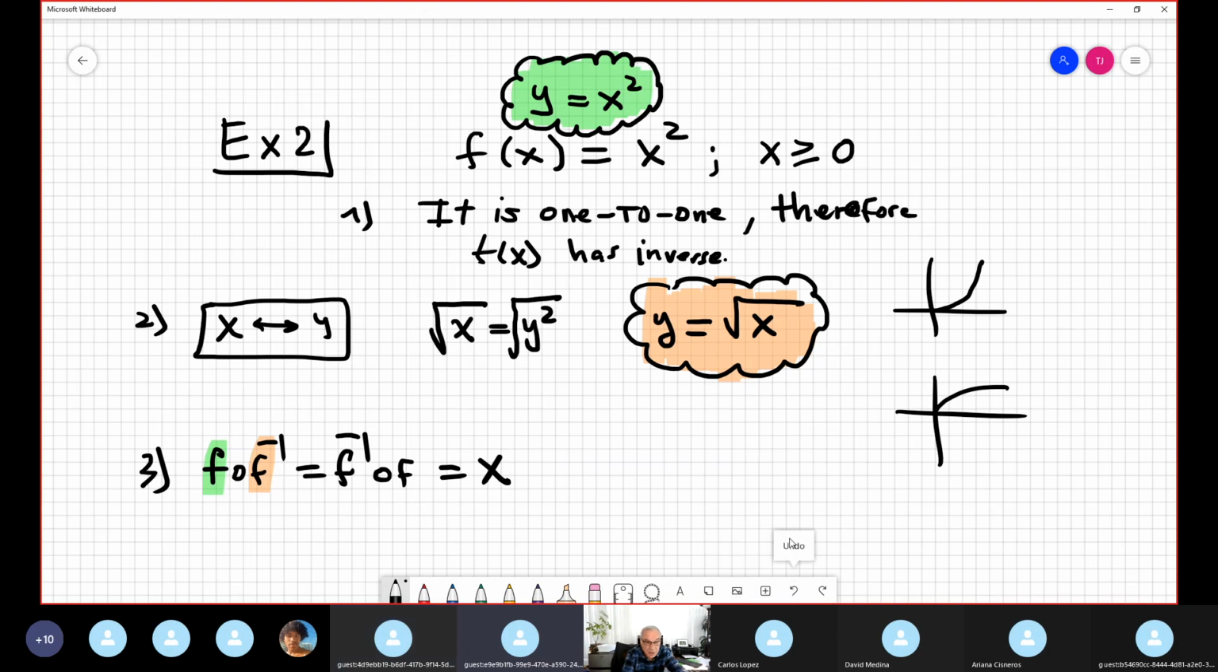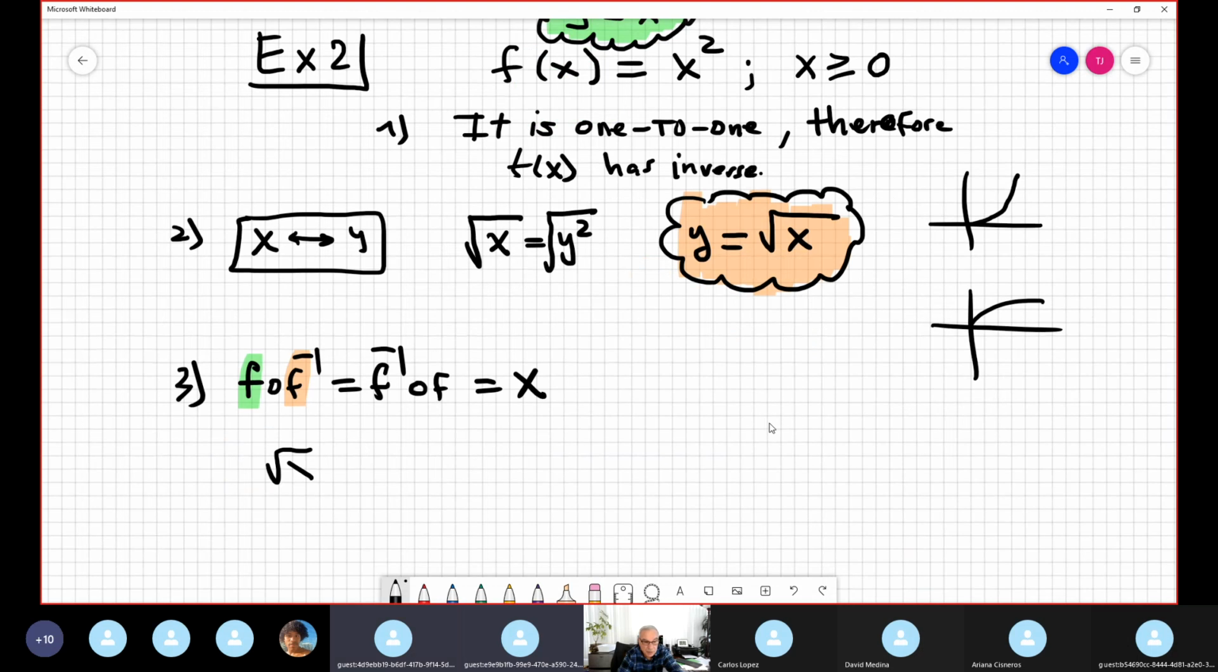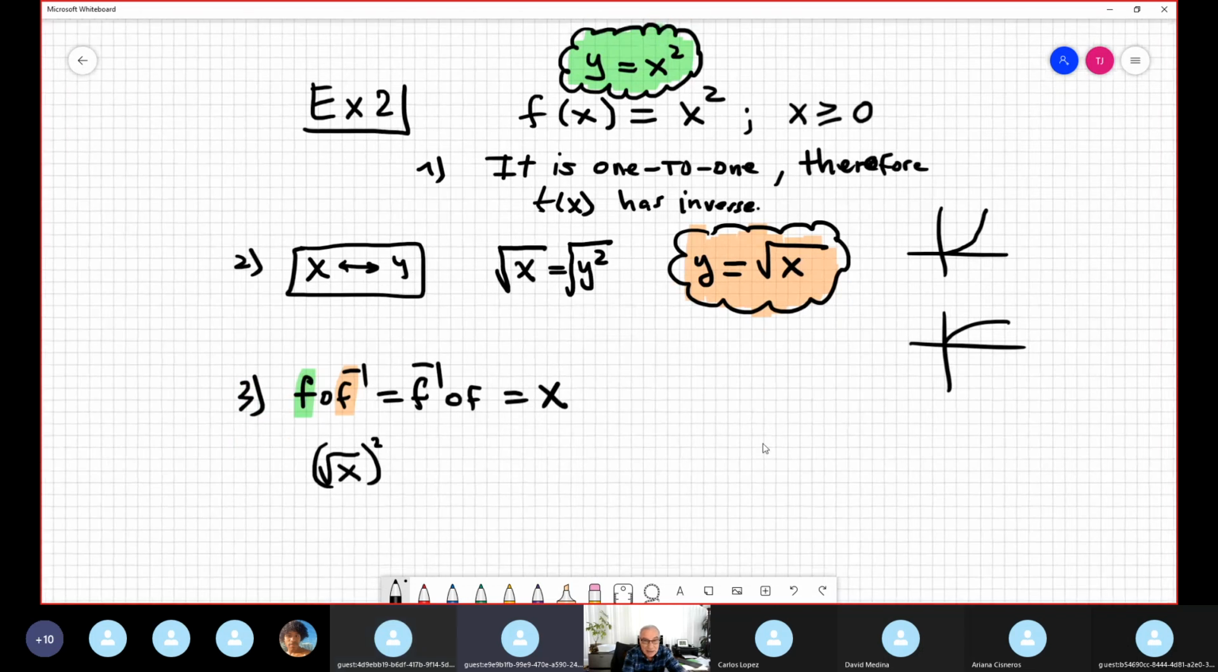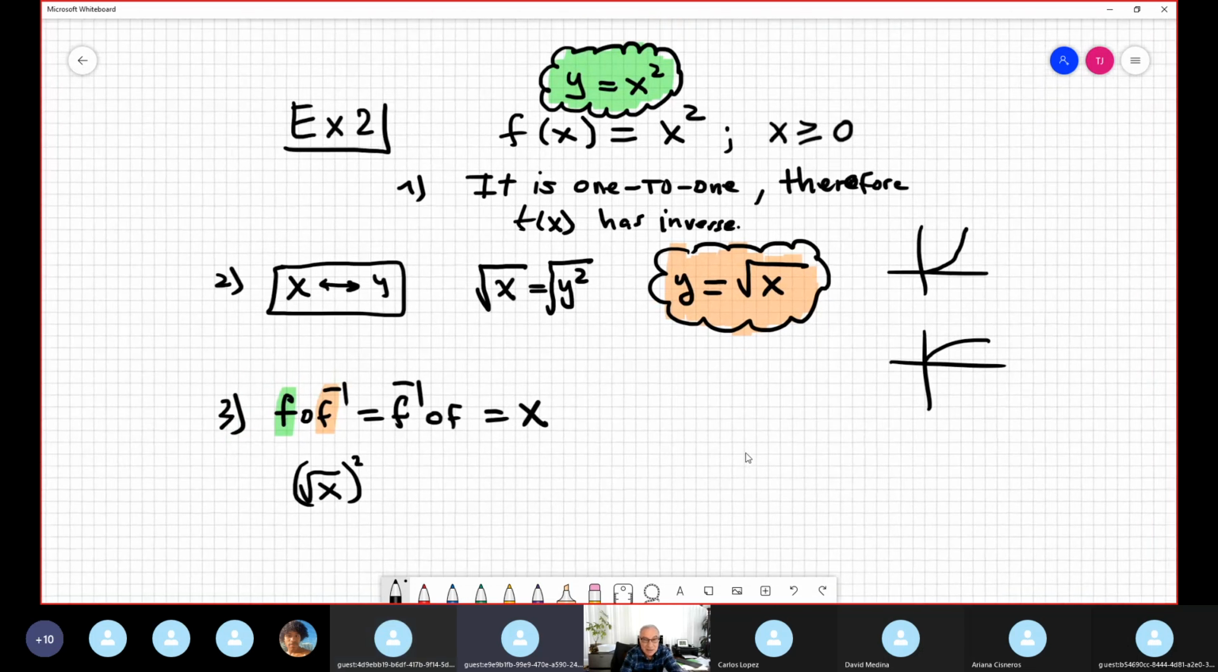It's like a square root of x squared. This expression is substitution, so you replace mentally x in the green for square root x. Oh, I know they undo each other, it's x.